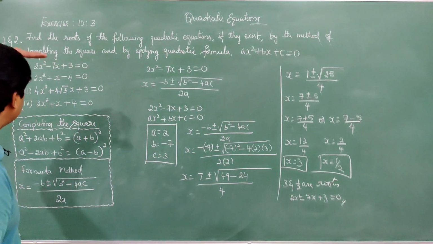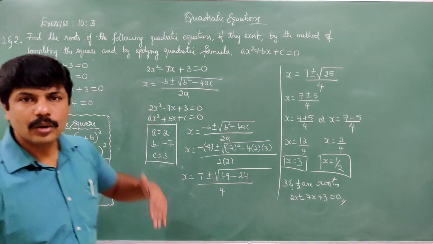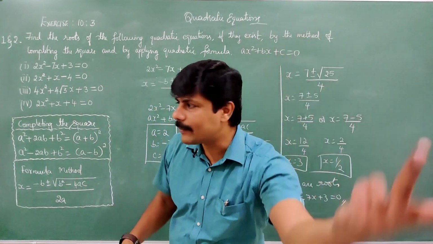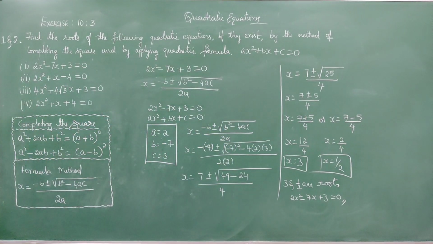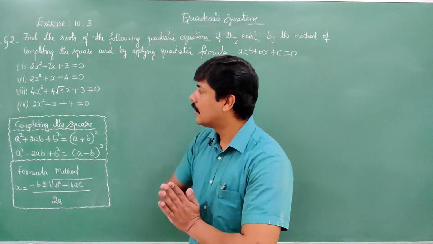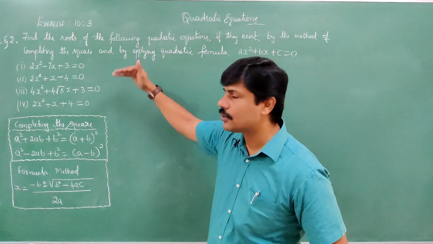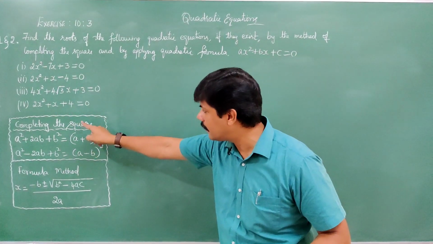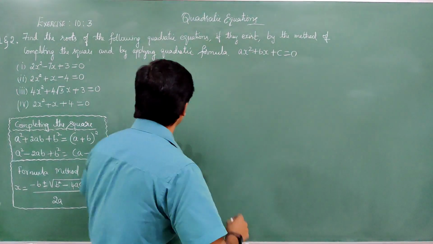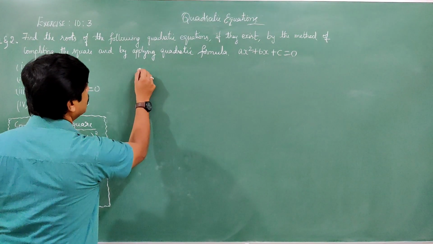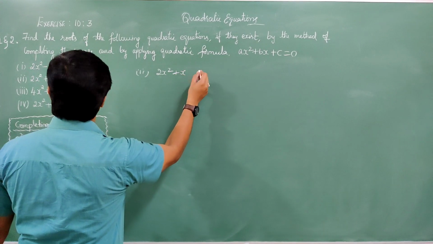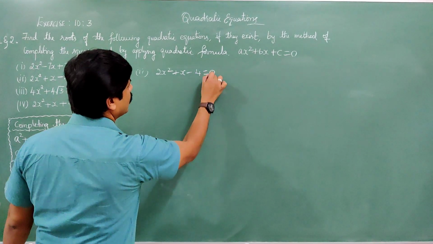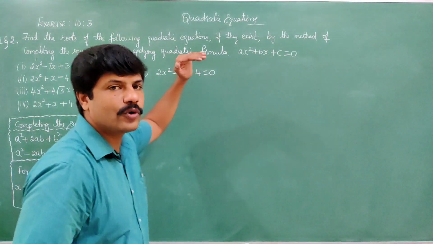Now we'll enter into the second question. We'll find the roots by both the methods, completing the square as well as the formula method. Okay. So what is the second question? Second question: 2x square plus x minus 4 equals 0.